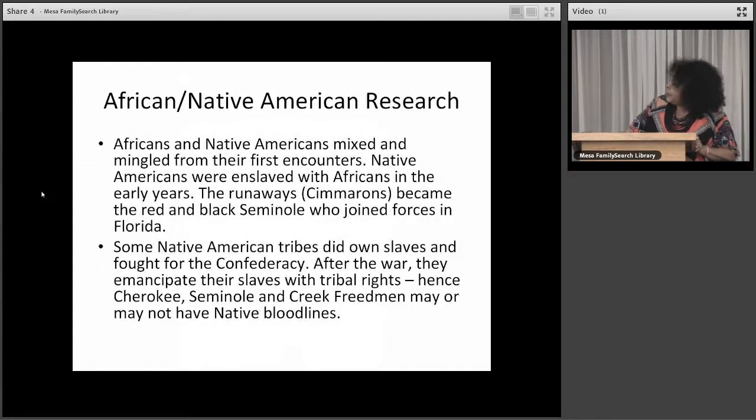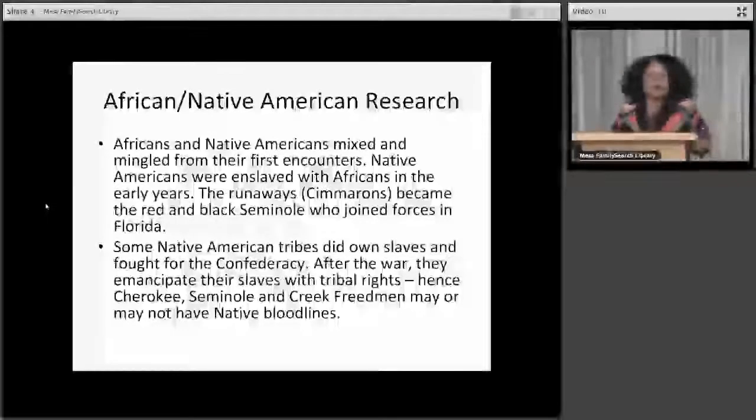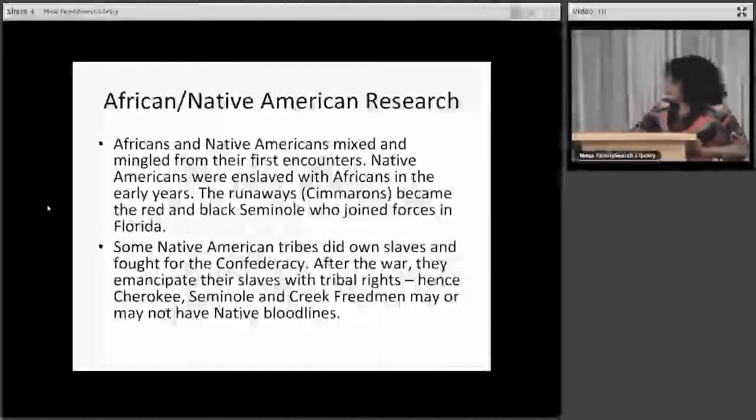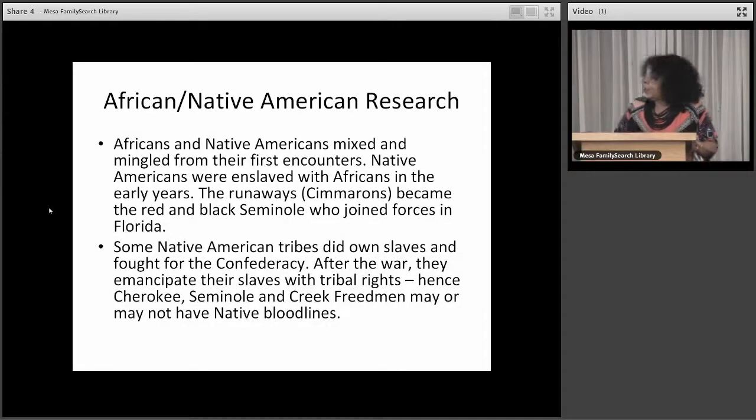African and Native American research. African and Native Americans mixed and mingled from their first encounters. Native Americans in the early years were enslaved along with African slaves, and they became runaways. They were called cimarrons. This is what the Spanish called them. That's their term for a runaway. It became corrupted into what we know as Seminole.